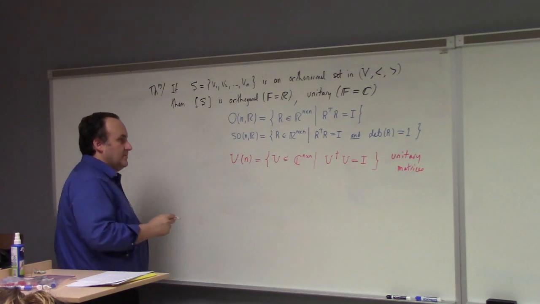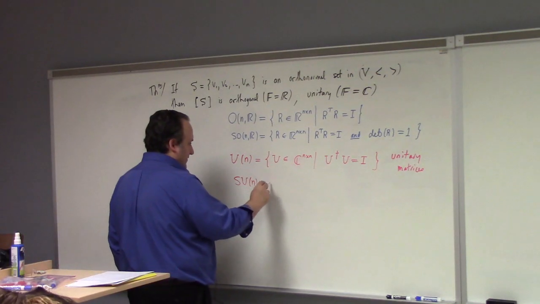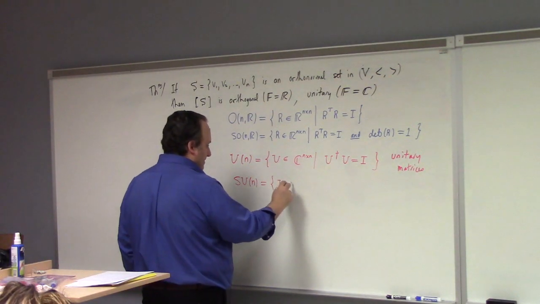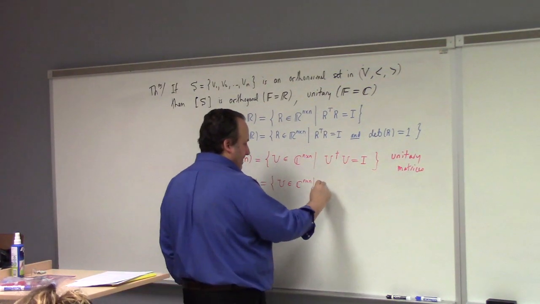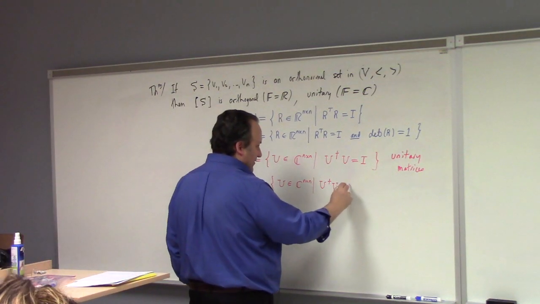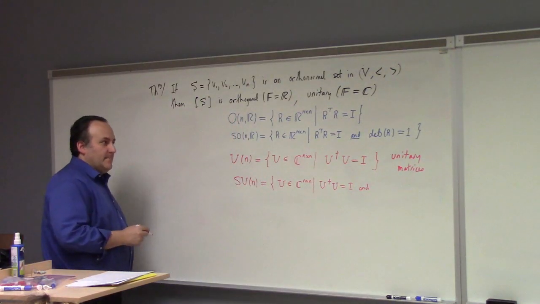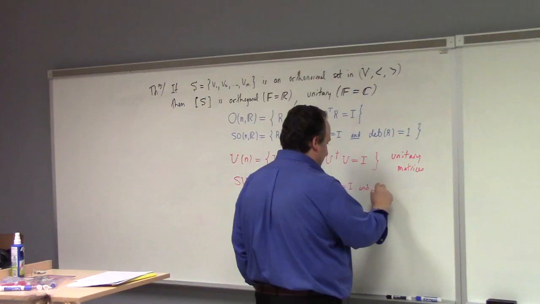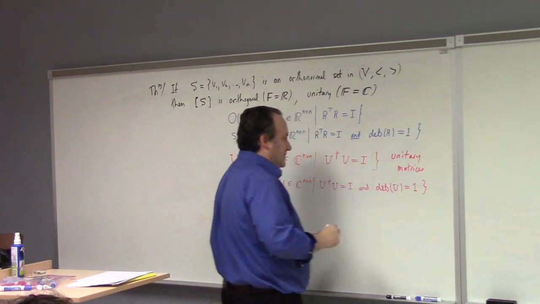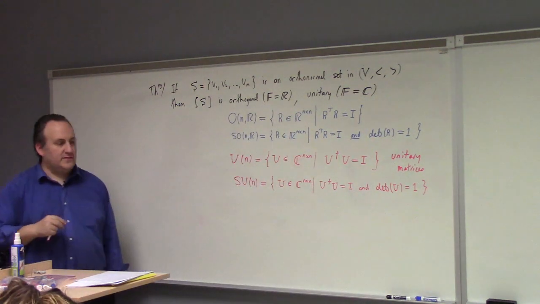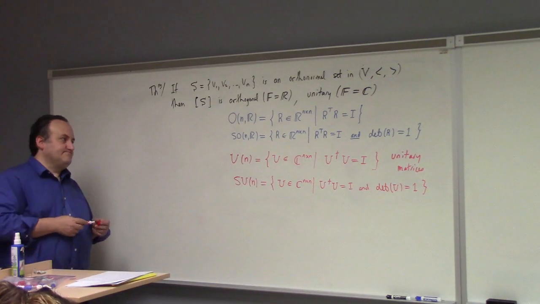And so SU(n), what do you think that is? So you've got the unitary condition, U dagger U equals the identity, and what else? Determinant U equals 1, right? So the S stands for special. So SU(n) is the special unitary matrices, and SO(n) is the special orthogonal matrices, if you like. Right?